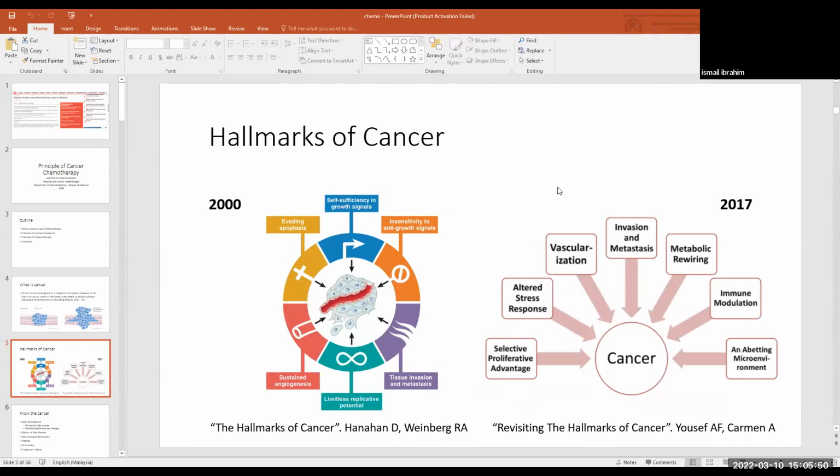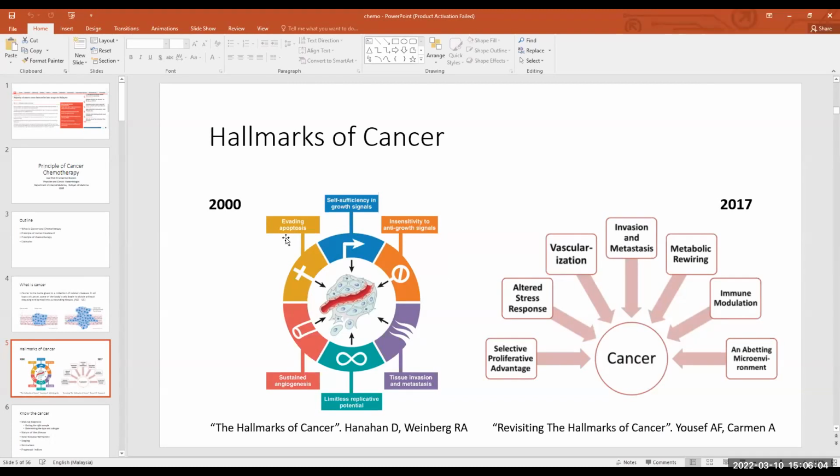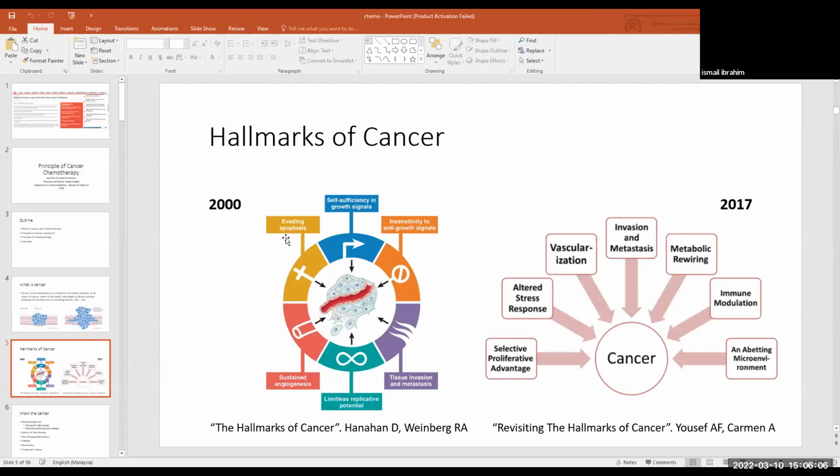Whether that's because of inability to die, like evading apoptosis, the patient will get cancer because the cells keep growing without dying. You can see that very clearly in polycythemia rubra vera. If you put the cell into a cell culture, it just keeps growing without stopping. Then it can also be due to insensitivity to anti-growth signals, so it can just grow without control.